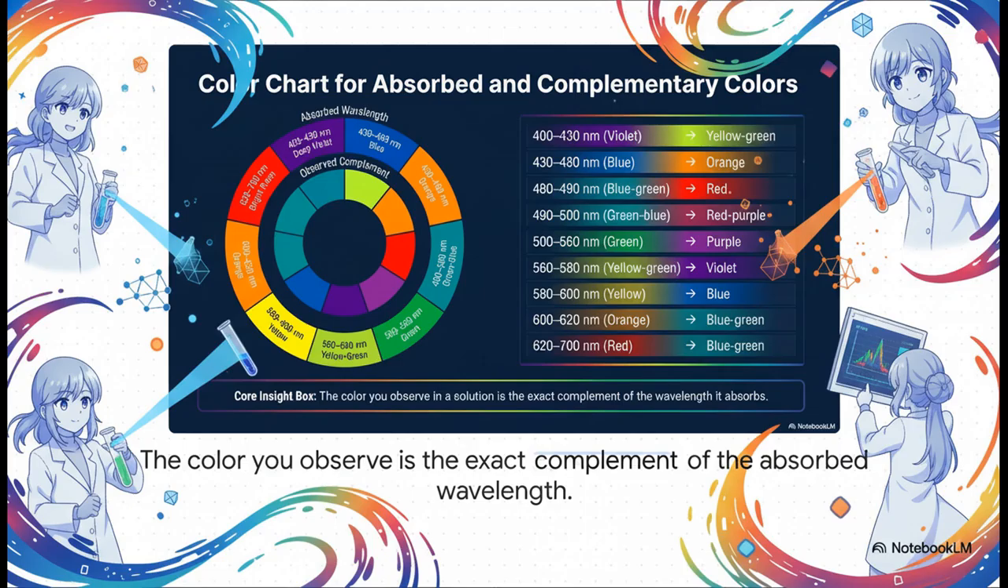This color wheel brilliantly illustrates that cosmic dance of light. For instance, let's say a molecule absorbs blue light, right in that 430 to 480 nanometer range. Well, our eyes are going to perceive the solution as the direct opposite on the wheel, a brilliant orange. If it absorbs at 520 nanometers, which is green, the solution is going to look red to us. This is the whole visual baseline for understanding UV visible spectroscopy.